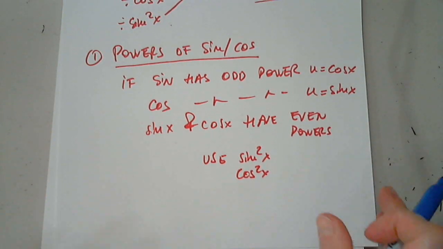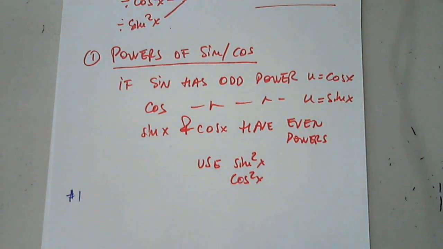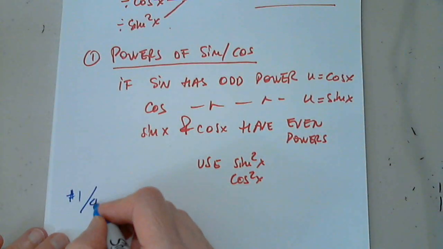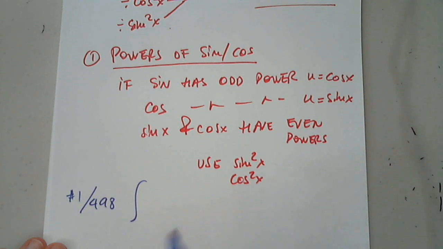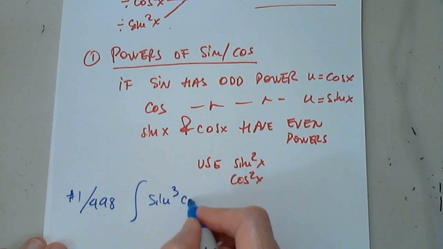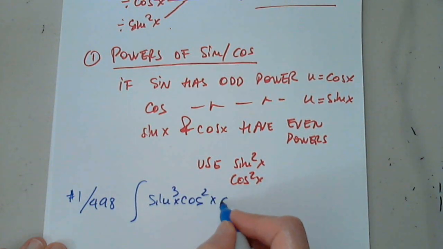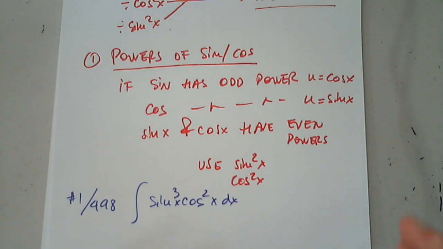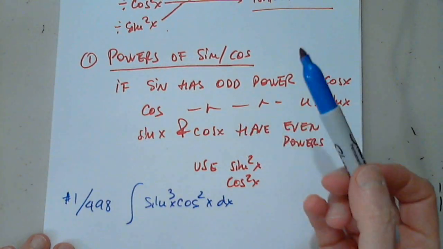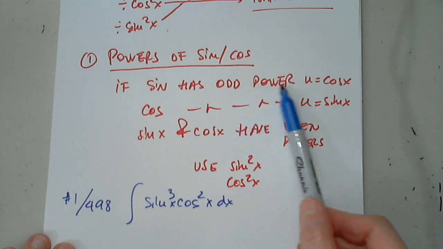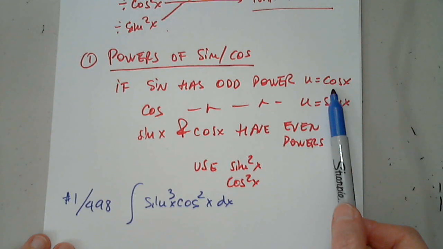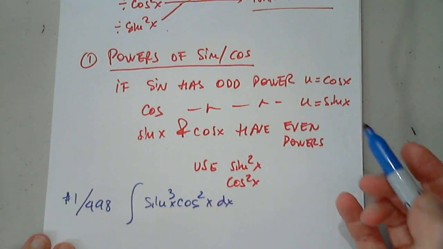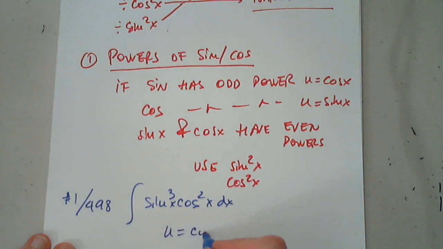So I like to start with number 1, and number 1 is on page 498. We have the integral of sine to the third times cosine squared. As we mentioned, as a general rule, if sine has odd power, and it does, then we denote cosine by u, or any letter, it doesn't matter, it doesn't have to be u. So u equals cosine x.